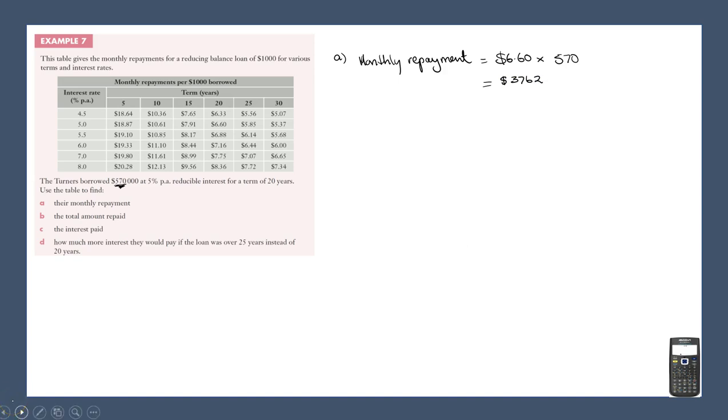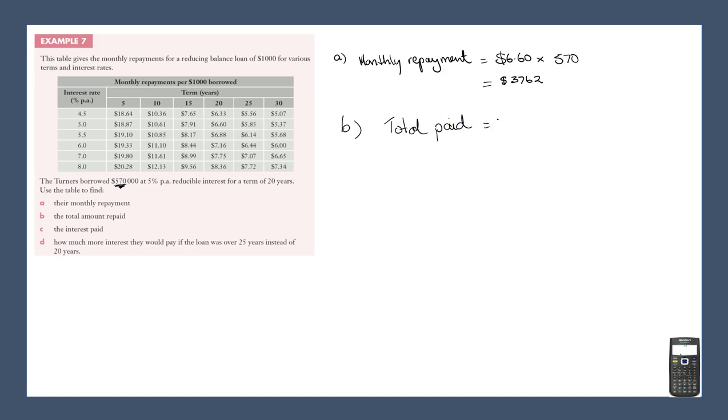So what we can see is that the monthly repayment needs to be 3762 in order to get this loan paid for. The total amount repaid, we don't have a formula for that. This is just a think. Total paid. Let's have a think about it.